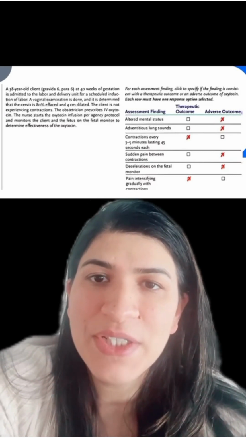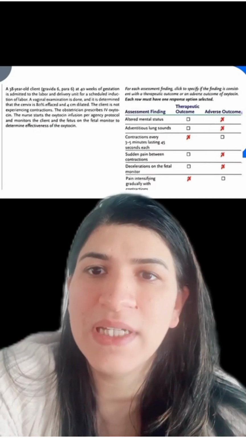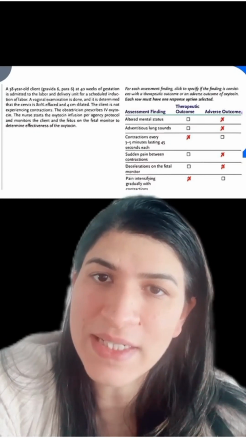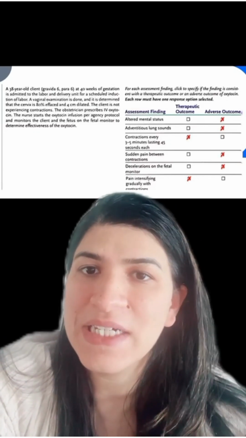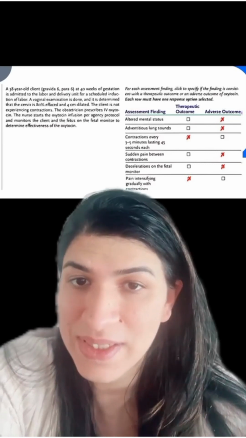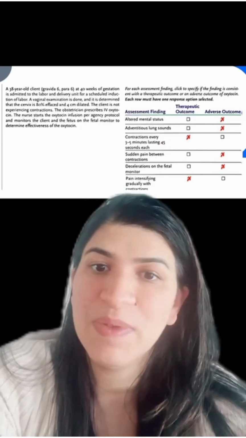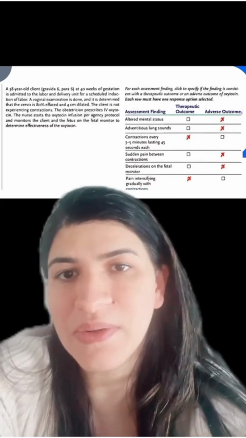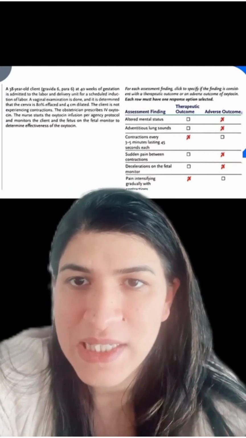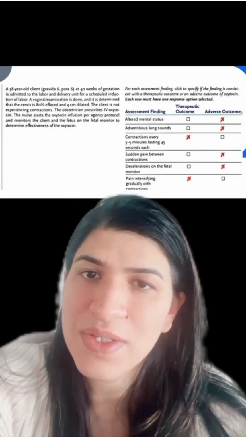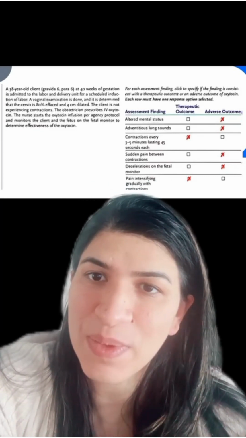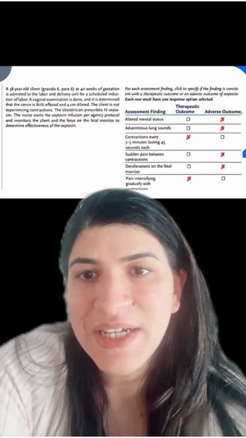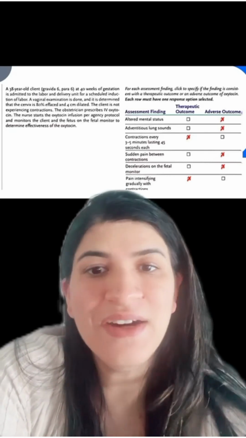A vaginal examination is done and it is determined that the cervix is about 80% effaced and 4 centimeters dilated. The client is not experiencing contractions. So this is what we notice on a vaginal examination, and on the assessment, we see there is no contraction so far. So the obstetrician prescribes IV oxytocin. Now, the nurse starts the oxytocin infusion as per agency protocol and monitors the client and the fetus on the fetal monitor to determine the effectiveness of the oxytocin.